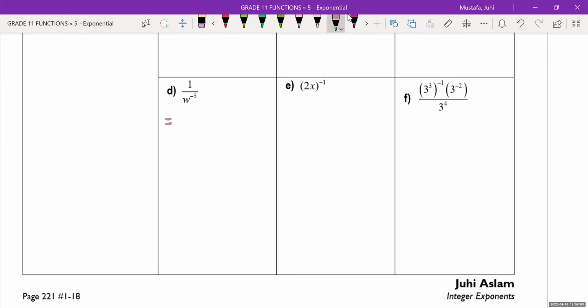So to do the long way, you're going to go 1 over, and I'm going to change w to the power of -5 to 1 over w to the power of 5. Everyone see what I did there? I just changed this negative exponent to this. Now to solve this, you take the reciprocal and you end up getting w to the power of 5, because 1 divided by 1 over something is 1 times the reciprocal of that. So that's the answer you would get.